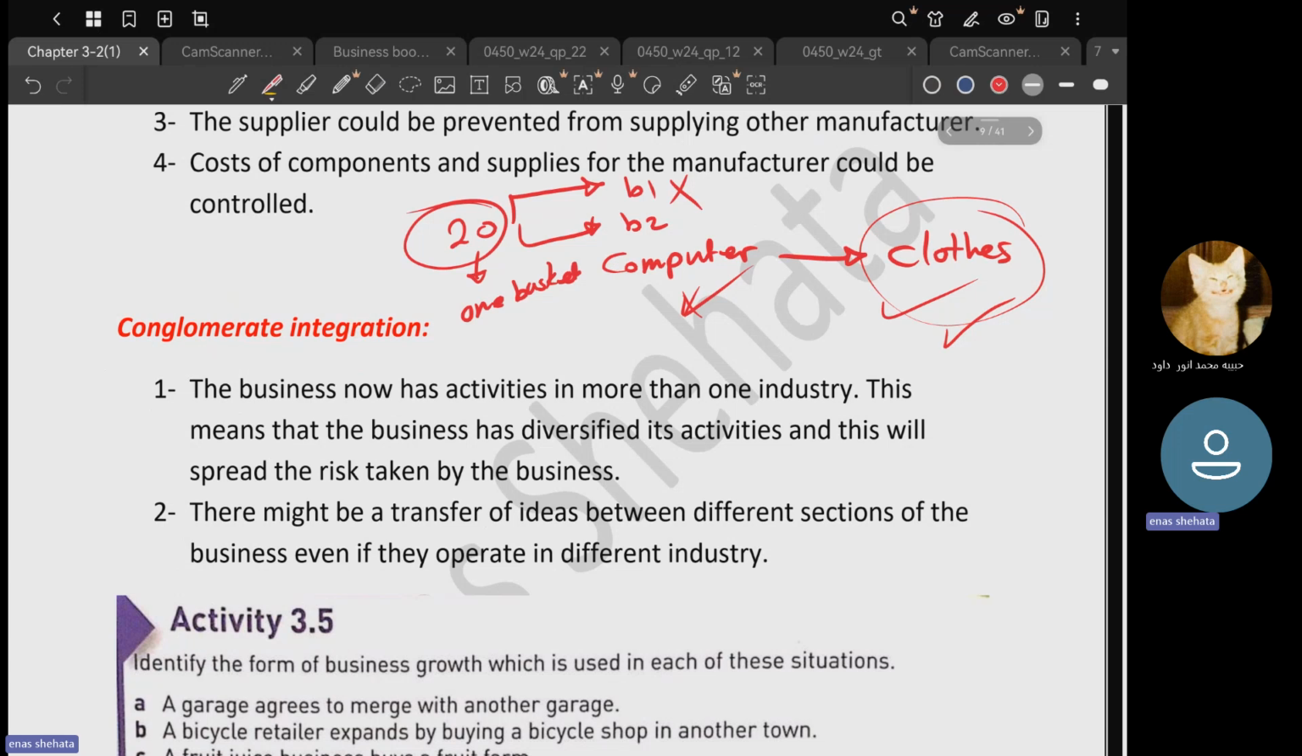There might be a transfer of ideas between different sections. Here in the clothes industry, I want to install a computerized system. Can I get benefit from my computer industry? Yes. So I may gain some information or ideas from the other business to help me in this existing business.